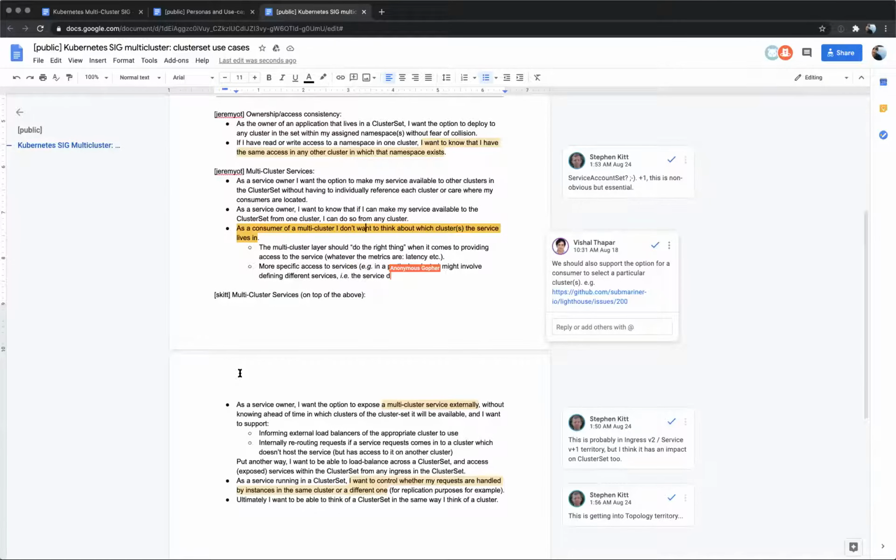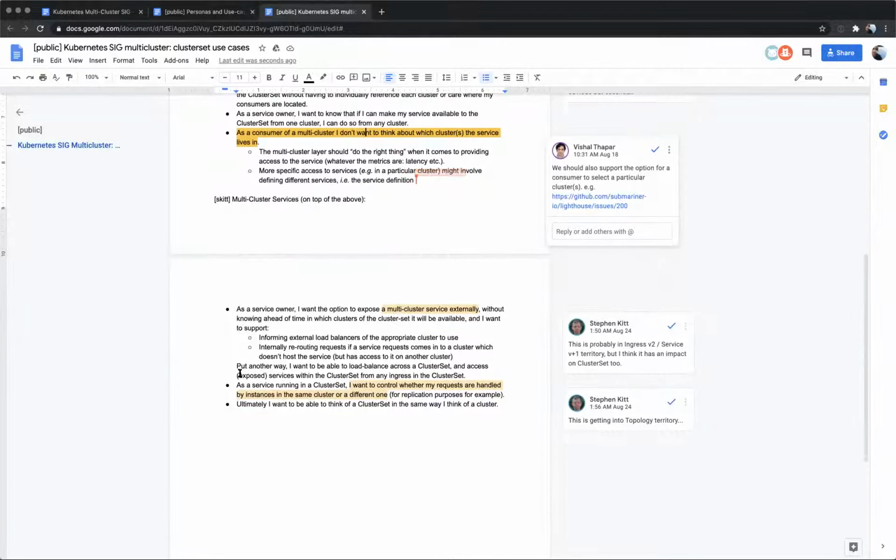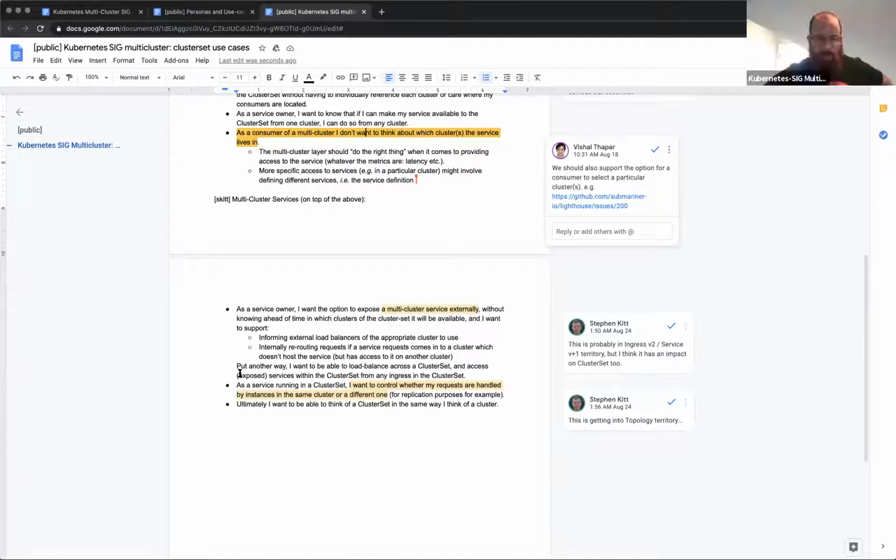Yep, which are mine. So I wrote, as a service owner, I want the option to expose a multi-cluster service externally without knowing ahead of time in which clusters of the cluster set it will be available. And I want to support informing external load balancers of the appropriate cluster to use, internally rerouting requests if a service request comes in to a cluster which doesn't host the service.